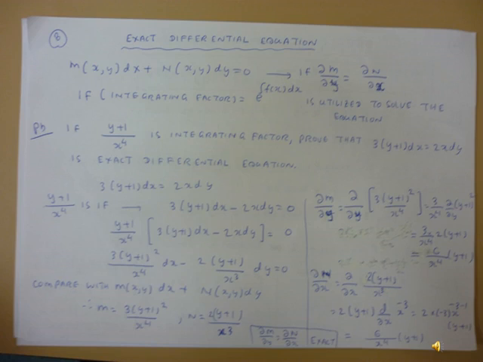Now the equation becomes 3(y plus 1) squared divided by x power 4 dx minus 2(y plus 1) divided by x power 3 dy equal to 0.